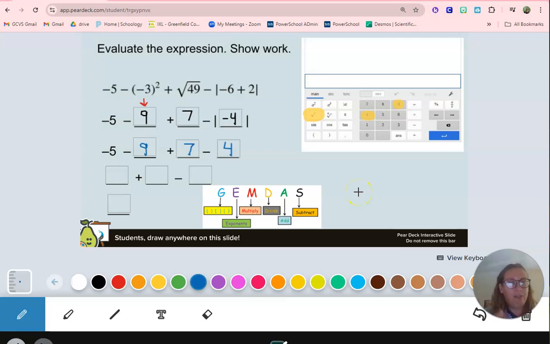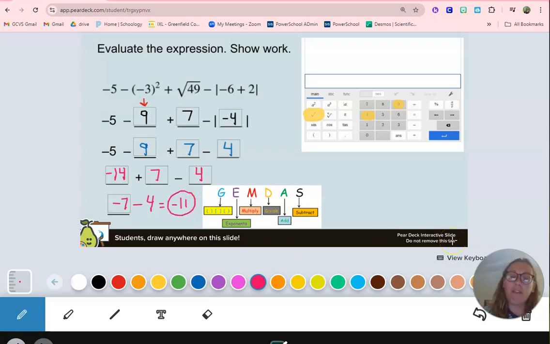So now we just have our addition and subtraction left. Negative 5 minus 9 is going to be a negative 14. And then we have our plus 7 minus 4. And finally, negative 14 plus 7 minus 4. Negative 14 plus 7 gets us negative 7 minus 4. And negative 7 minus 4 gives us our final answer of negative 11.